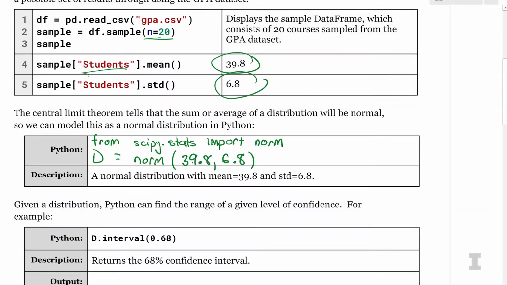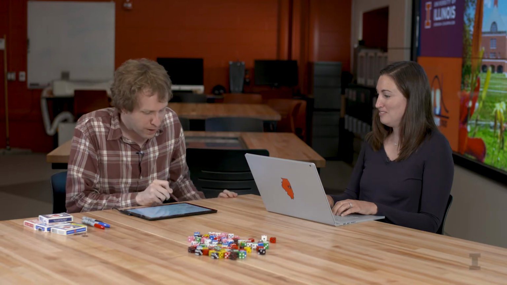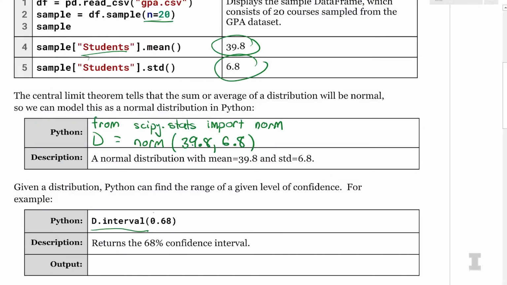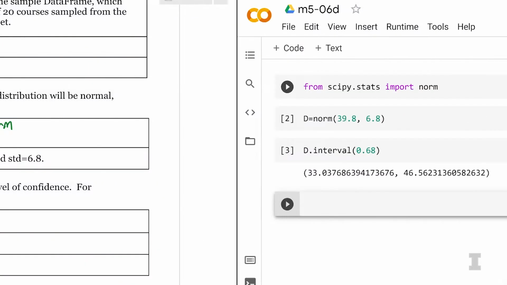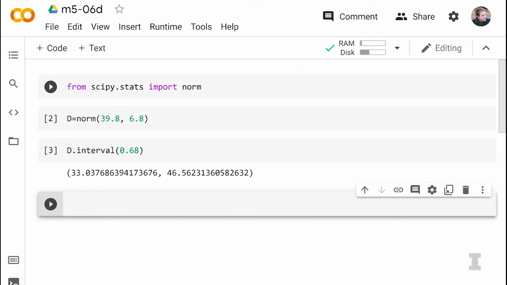Perfect. So what I can do in Python is Python can actually give me the confidence interval given some confidence level. Python just keeps impressing me more and more. So it's great. I don't have to do all the calculations. If I have any sort of distribution, it can give me a confidence interval by doing d.interval and then in parentheses put the confidence level that you want. So for example, a 68% confidence interval is d.interval of 68. And Python's going to return not just one number, but two.